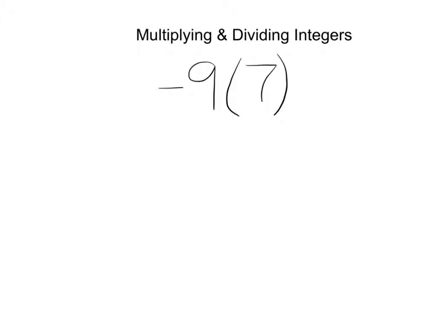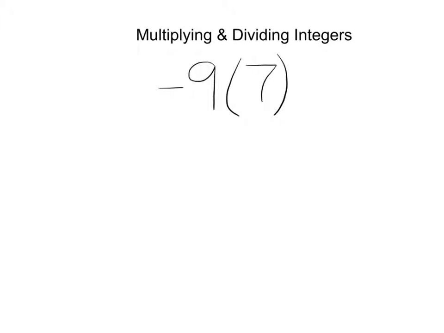Whenever there's a number right next to parentheses with nothing in between, that means multiplication. Now, if there were a plus sign or a negative sign, then that would mean addition. But whenever there's a number right next to parentheses, then you're multiplying. So in this case, we've got -9 times 7.